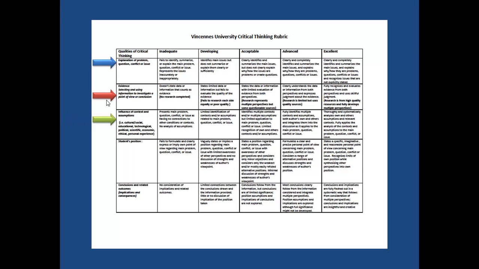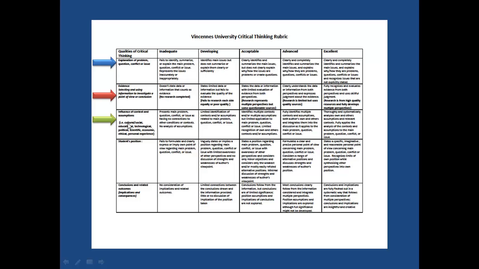The next section is the influences of context and assumptions. Students have trouble with this one. They have to determine what and why is influencing their thinking on this ill-defined problem. They also have to look at the context of others and how these ill-defined problems influence others, and what the context and assumptions are of those other stakeholders in the issue. So again, this is how and why they're thinking what they're thinking.